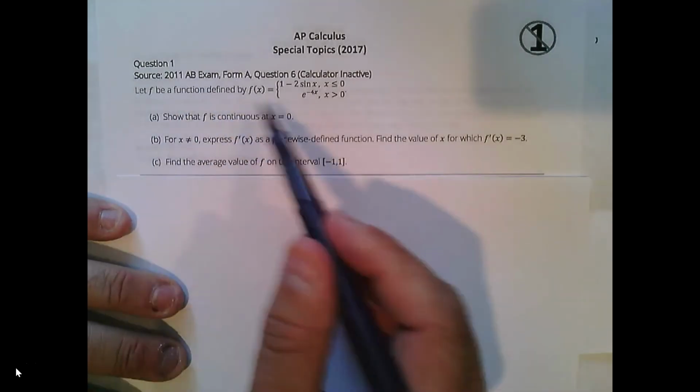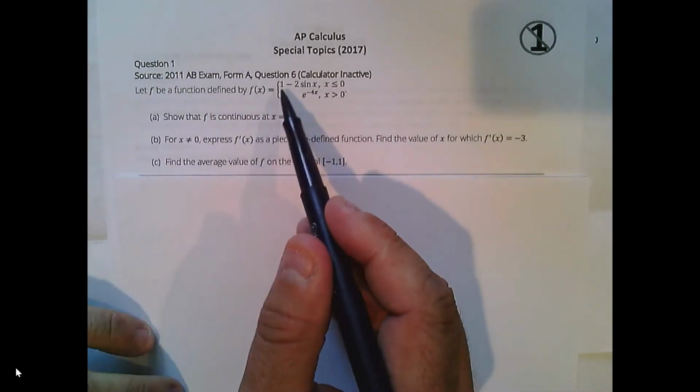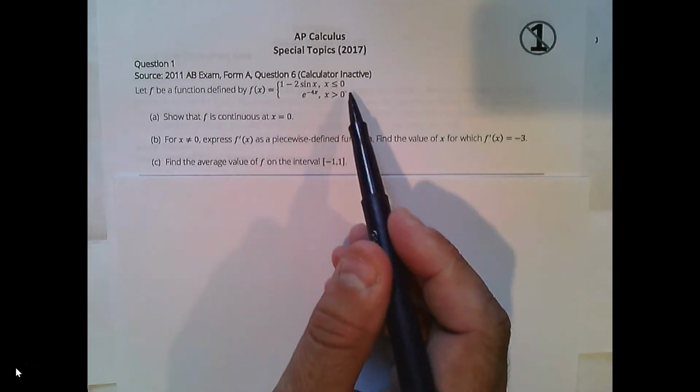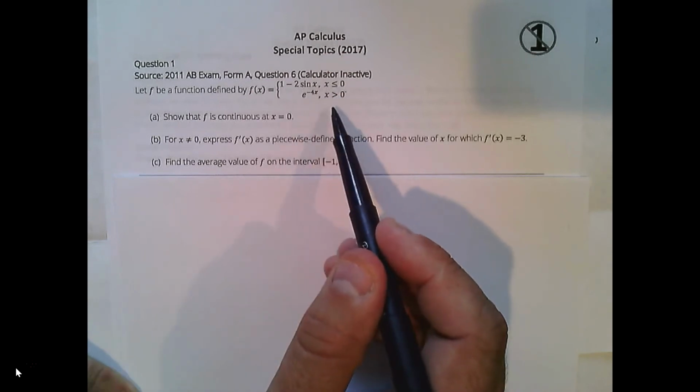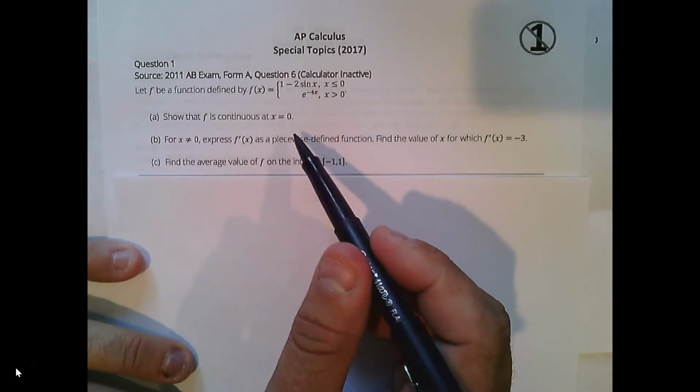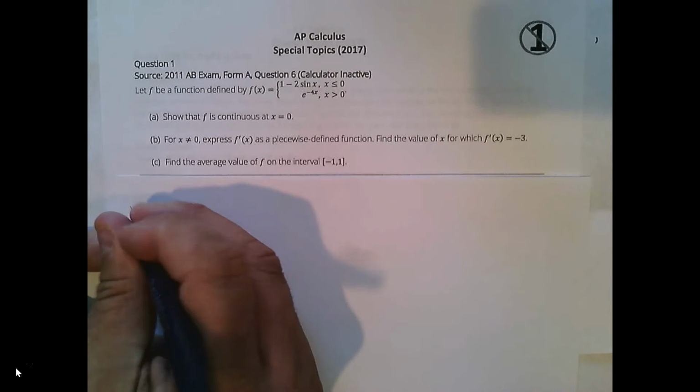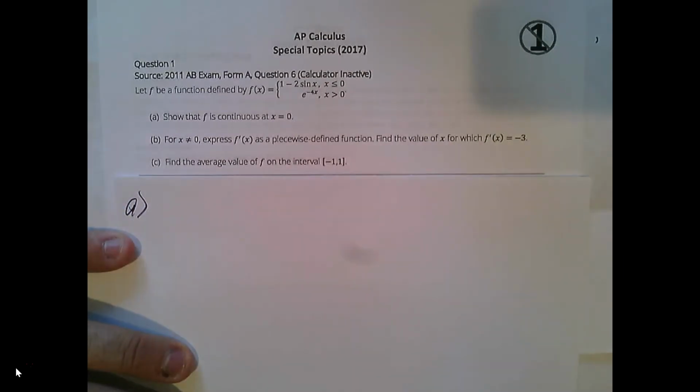Okay, let f be a function defined by f of x equals 1 minus 2 sine of x for values of x less than or equal to 0, and e to the negative 4x for values of x greater than 0. Show that f is continuous at x equals 0. Well, that's not too bad.